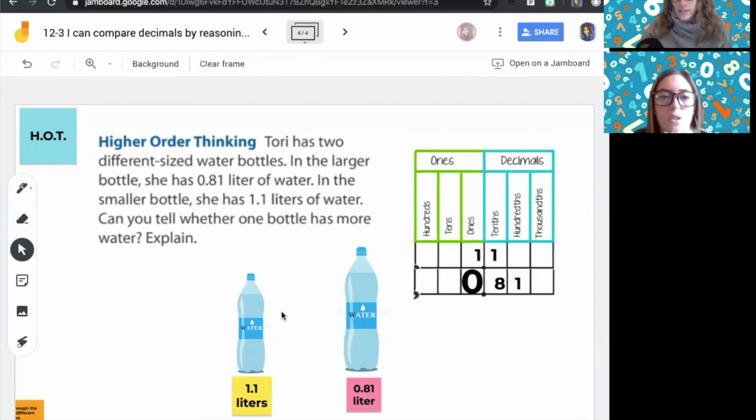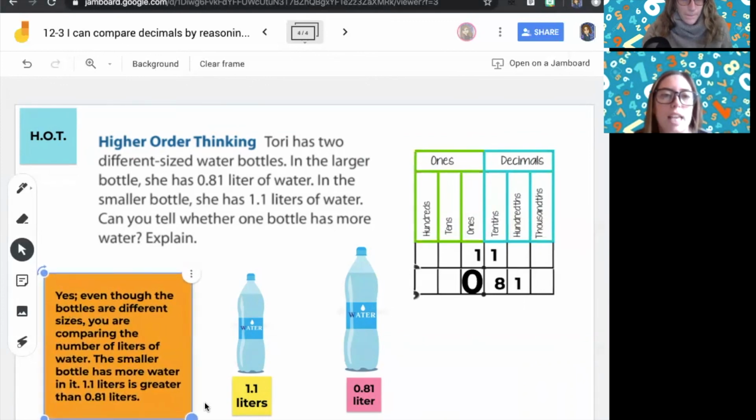Yes, I also noticed that 1 and 1/10 liters is more than a whole because it has one whole. We could also tell that by checking out here it says liters and this only says liter. It's like a little clue. So what's our answer to this question?